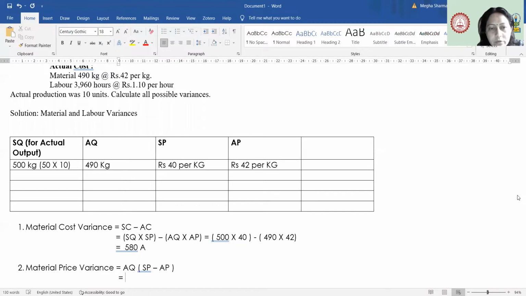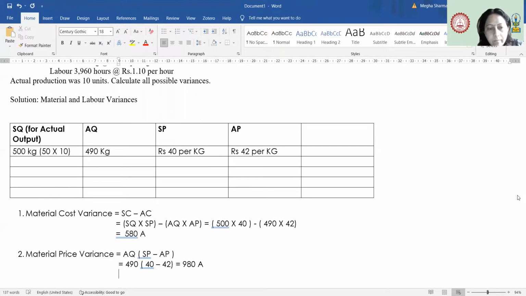Actual quantity is how much? You have already determined, as per your table, you can see 490. Standard price is how much? 40. Actual price is how much? 42. Right? Solve it and tell me what will be your value, whether it is adverse or favorable. Ma'am, 980 adverse. Right. So 980 adverse. Is it clear? Yes, ma'am. Okay. Next, what do you need to calculate?